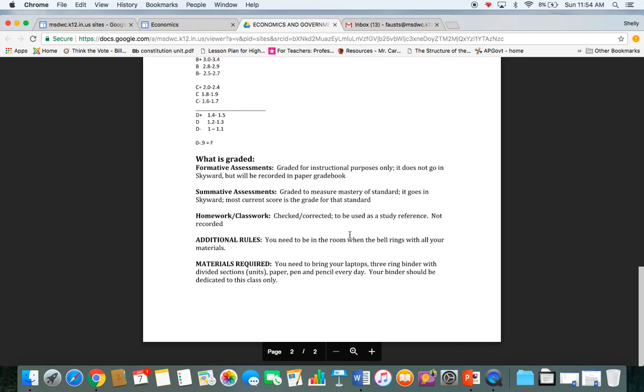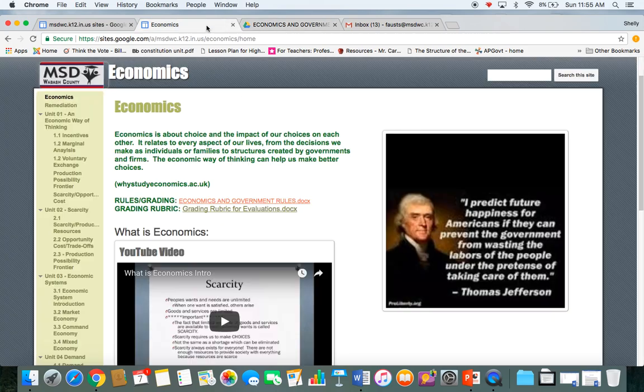Homework and classwork, this is going to be checked. It's to be used as a study reference, but it's not going to be recorded. You need to make sure you're in the room when the bell rings. I appreciate that. And then just make sure you have your laptop and your 3-ring binder with you with the dividers and all that. That binder also needs to be dedicated just to this class.